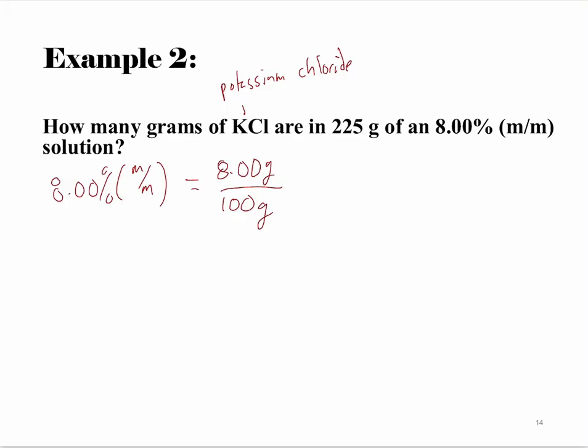Just think about where you're starting from and what you want to find. Starting from 8.0% mass to mass, and you want to end with units of what? Grams of what? Grams of potassium chloride, right?